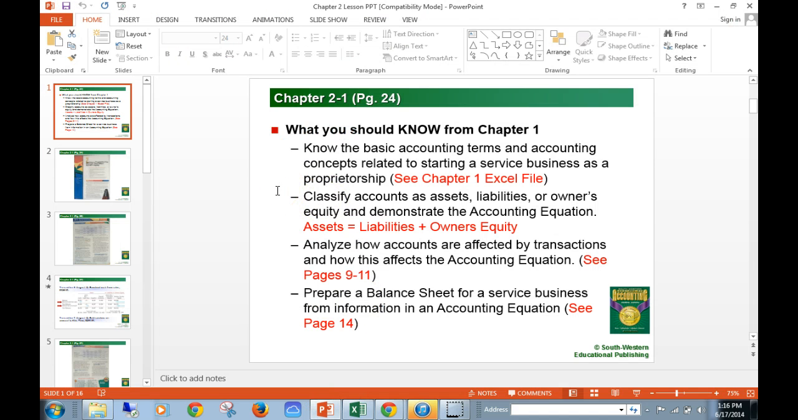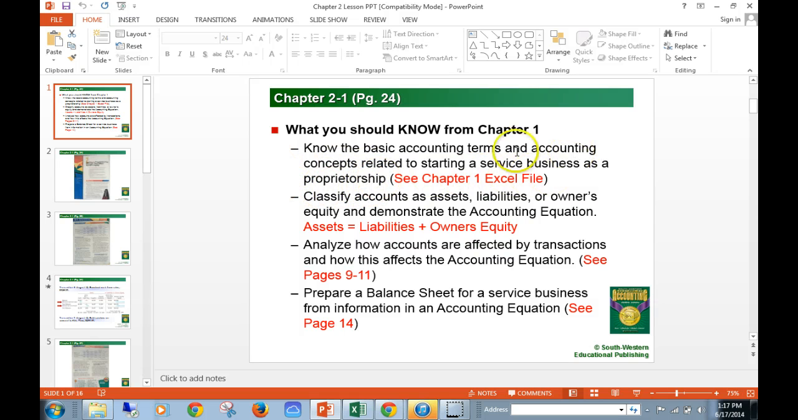What you should know from Chapter 1, and this is a quick review, is the basic accounting terms and accounting concepts related to starting a service business as a proprietor. A proprietorship, or a proprietor, is someone individually who opens up a business. So if I were to open up a barber shop, or a cleaning service by myself, I'm the only one that owns the company. That's what a proprietor is, or a proprietorship.